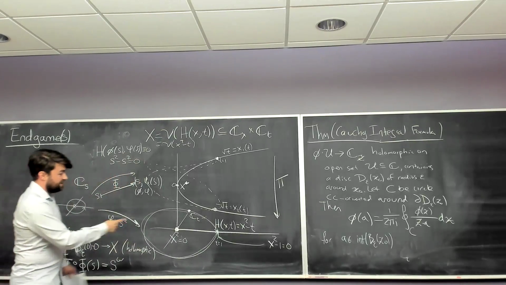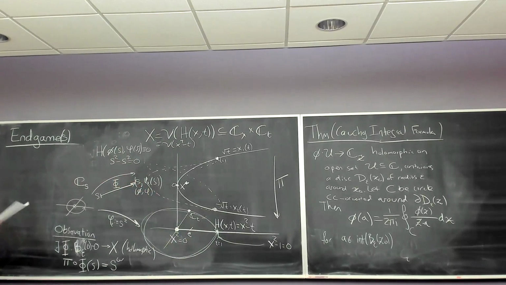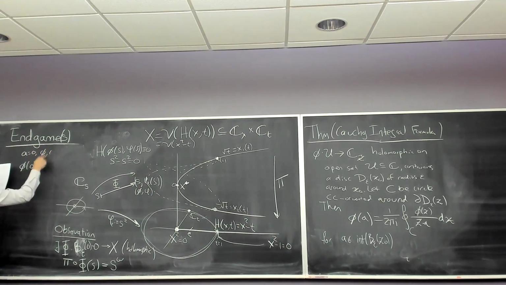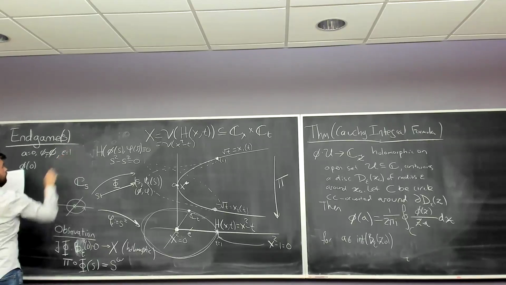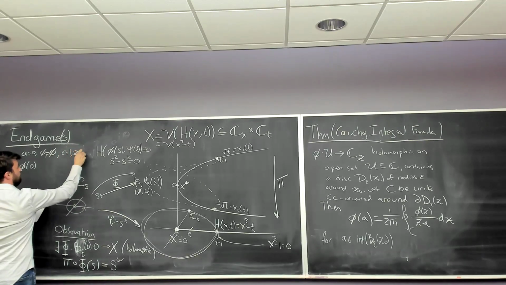So what are we going to do? We're going to try to stay away at some epsilon. Great, in this case, we take epsilon to be 1. So a will be 0, b will be b. Our epsilon will be 1. And our z naught will be 0.